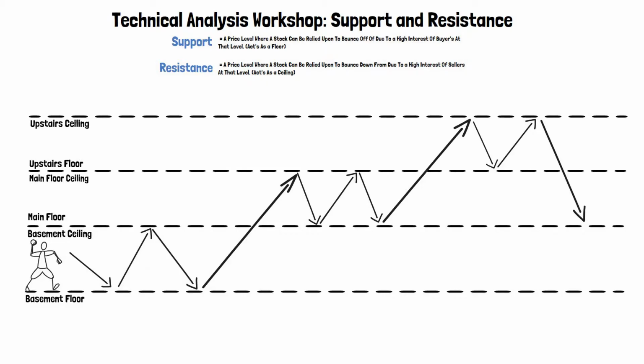A stock bounces between the support and resistance zones until one is broken, and when the resistance zone is broken, it then becomes a support. And when the support is broken, it then becomes a resistance. Now I know this might have sounded a bit wordy, so let's hop into some real examples and I'll show you what I mean.